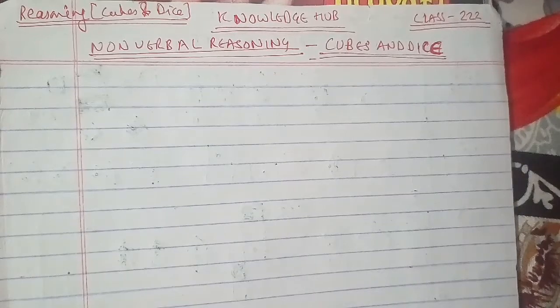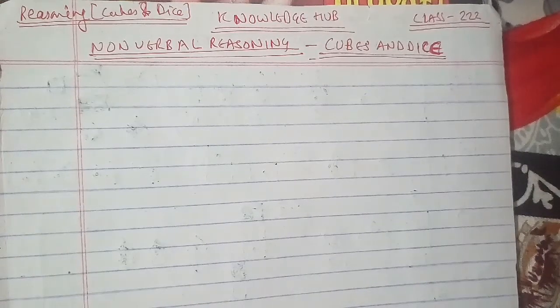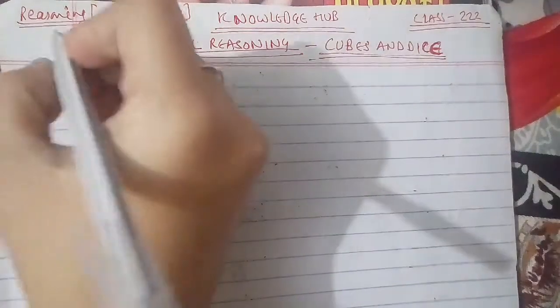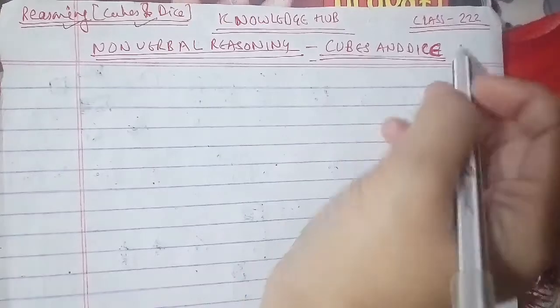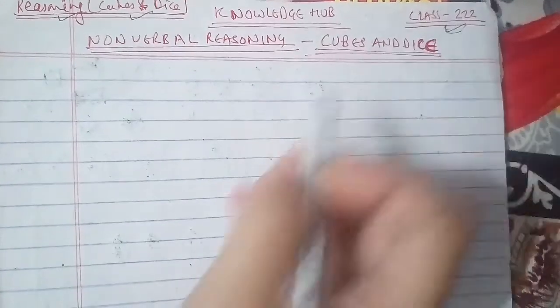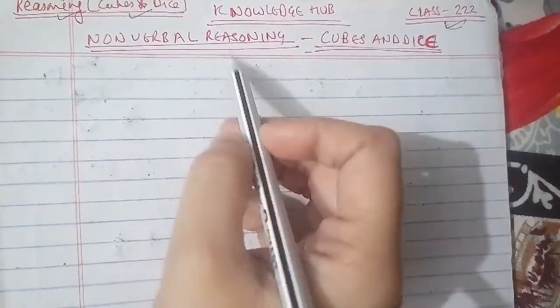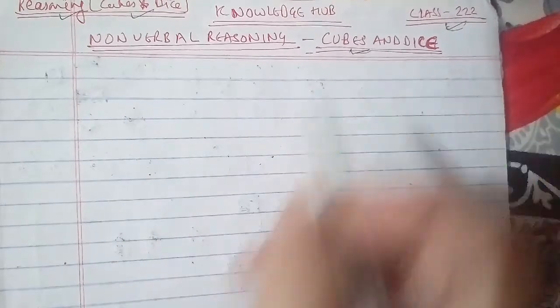And today we want to start with your class on reasoning. As I told you, in the reasoning we are dealing with non-verbal reasoning, where we had completed your verbal reasoning. Here we have to start discussing cubes and dice, and this is the 222nd class of the sessions. In the verbal reasoning we had completed your general mental ability and the logic reasoning.